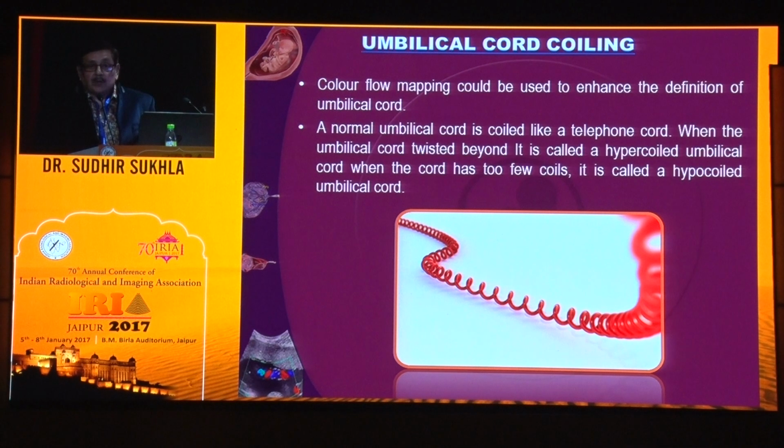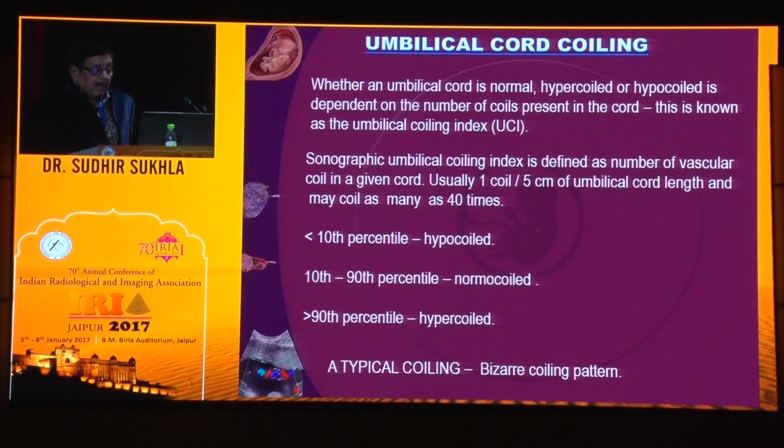Umbilical cord coiling. The normal coil of the umbilical cord looks like a telephone cord. You see the coiling of the telephone cord, it is normal coiling. If it is coiling more than that, it is hypercoiled, and if coiling is less than that, there is hypocoiling. There is a definite coiling index: there should be one coil every 5 centimeters of length. So the normal length of the cord usually has about 40 coils.